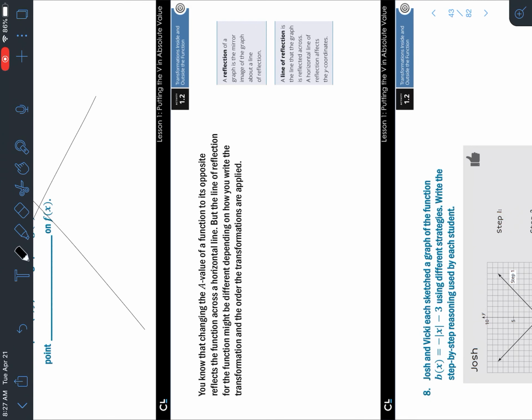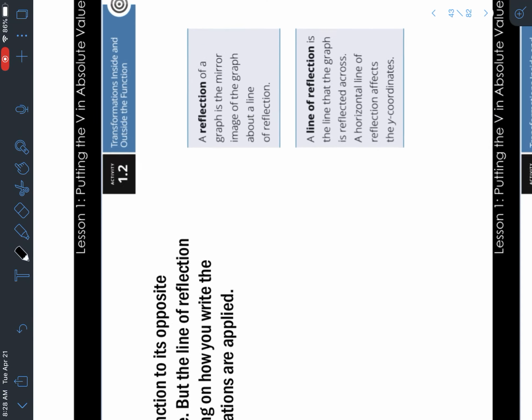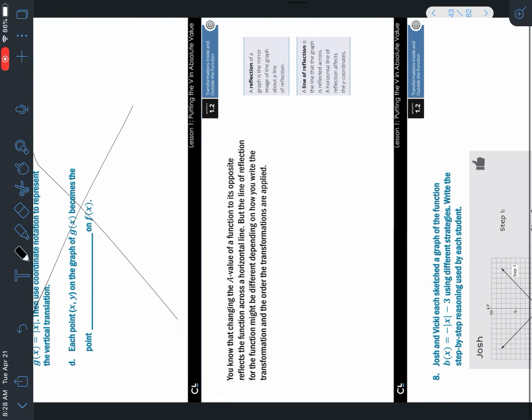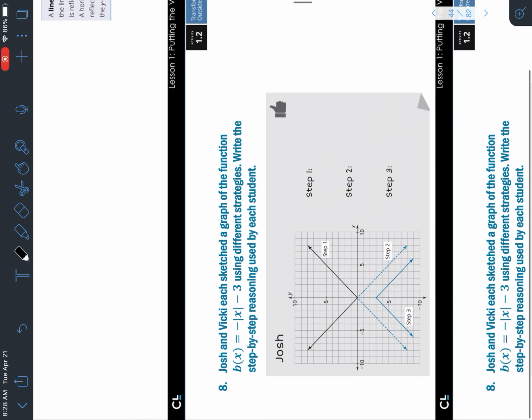Okay. So you know that changing the a value of a function to its opposite reflects the function across a horizontal line, but the line of reflection for the function might be different depending on how you write the transformation and the order in which transformations are applied. A reflection of a graph is the mirror image of the graph reflected in the line. As I said, the one where it was the negative absolute value, where it reflected on the bottom, think of yourself looking in a mirror. If you draw a line and you hold the mirror at an angle, it's going to be the opposite of that. A line of reflection is the line that the graph is reflected across. A horizontal line reflection affects the y-coordinates.